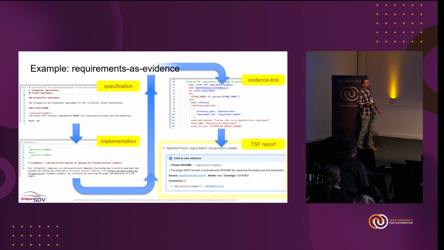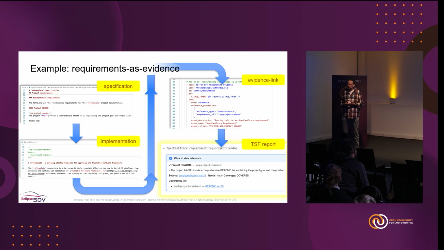And the OpenFastTrace tool will go through your code base and will pull out all of these little references and create a coverage graph, right? What these tools tend to do. So in my release workflow, I'm doing the OpenFastTrace analysis, and here I'm using a requirements identifier, like this one. I'm using that identifier as a type of evidence for my TSF graph, for the project README thing.